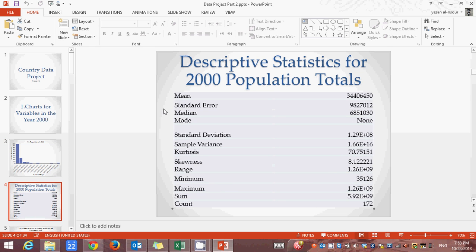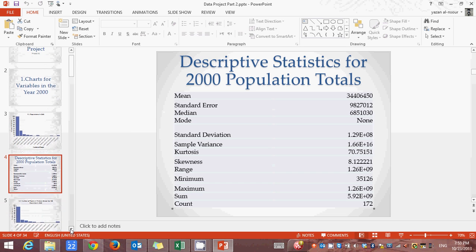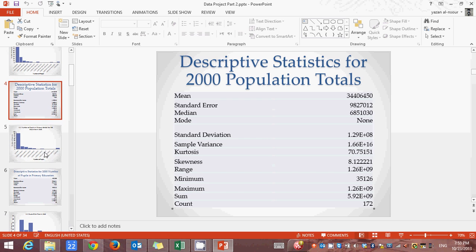For descriptive statistics over here, you should show me the mean, standard error, median, mode, standard deviation, sample variance, kurtosis, skewness, range, minimum, maximum, sum, and count. In chapter 3, I showed you how to get those numbers in a really easy way using the Excel tool. So this should not take a lot of time.